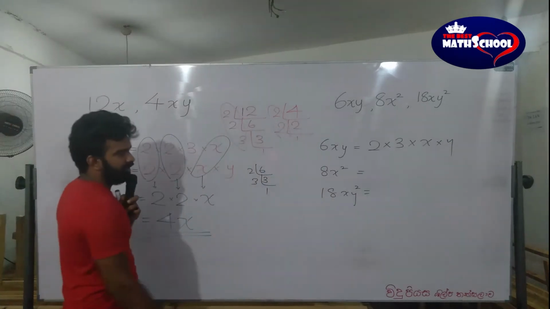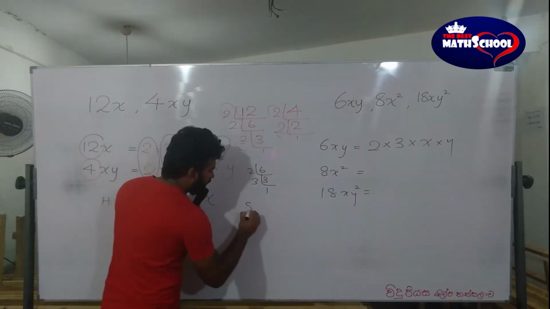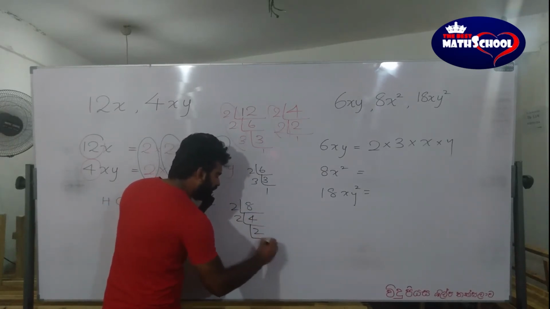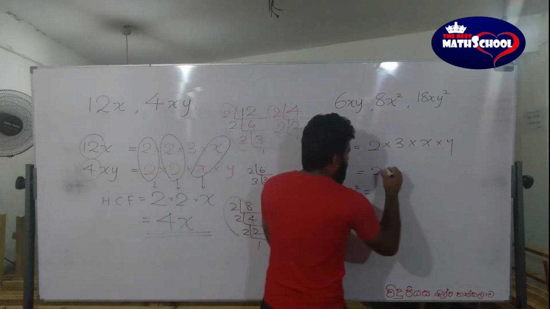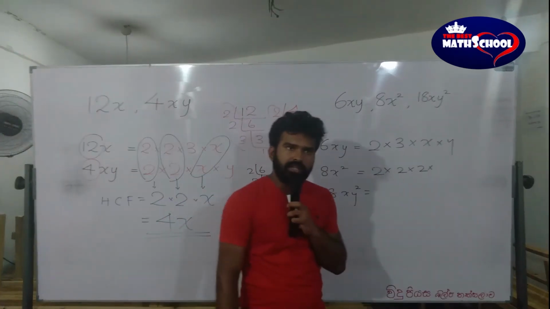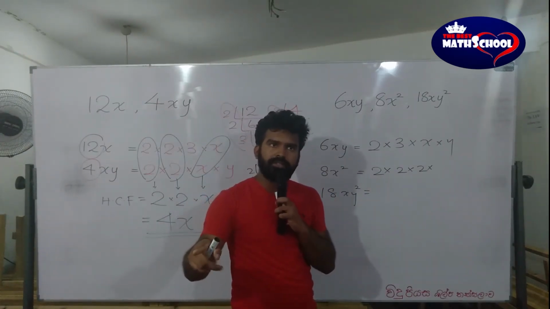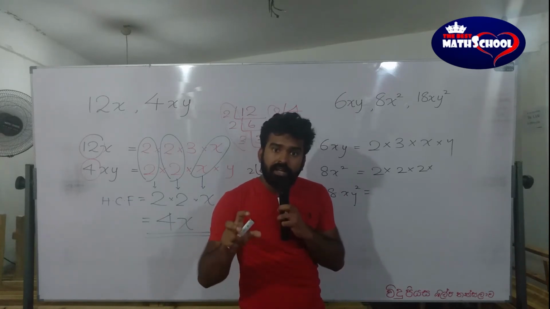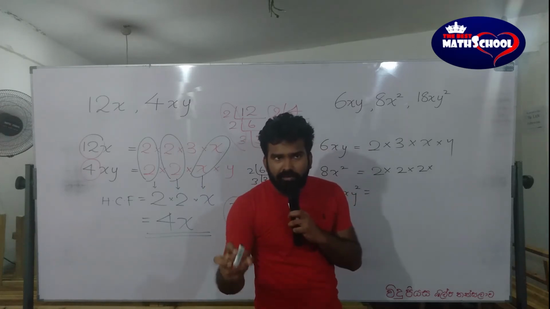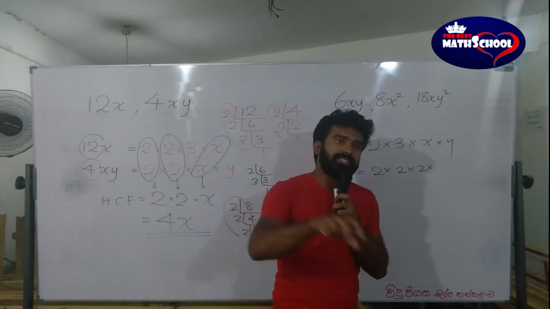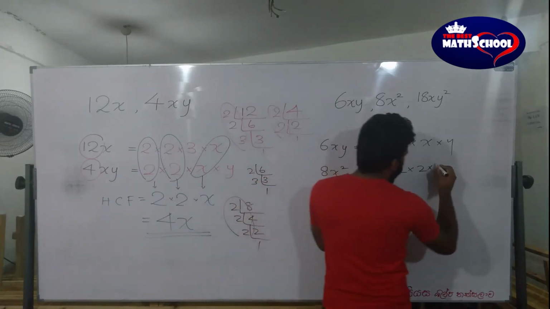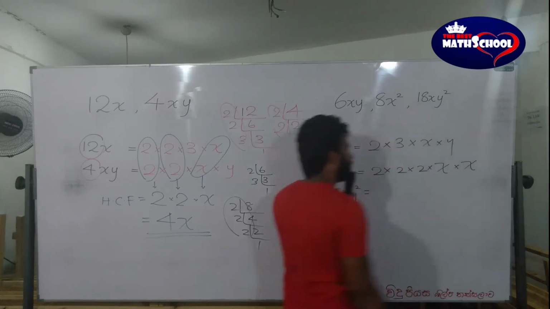Right, let's move to 8x squared. So 8 divided by 2, it will be 4. 4 divided by 2, it will be 2. 2 divided by 2, it will be 1. So that means 2 into 2 into 2. x squared means x to the power 2. That means x has been multiplied by itself 2 times, so when you are expanding it, you should write x into x.